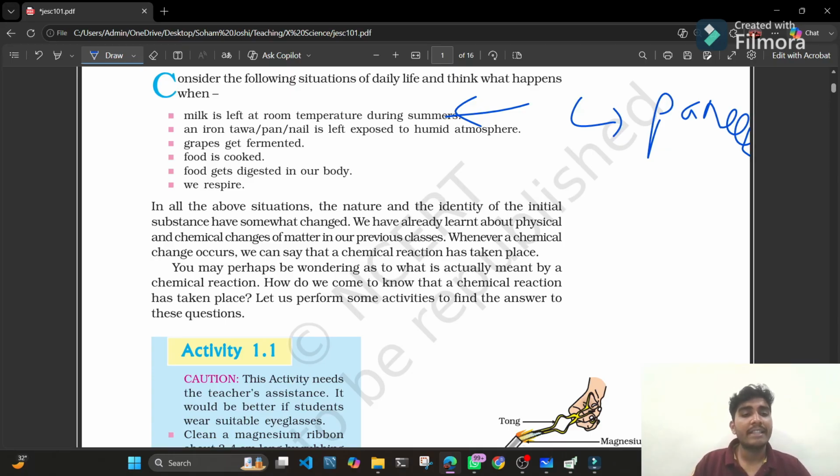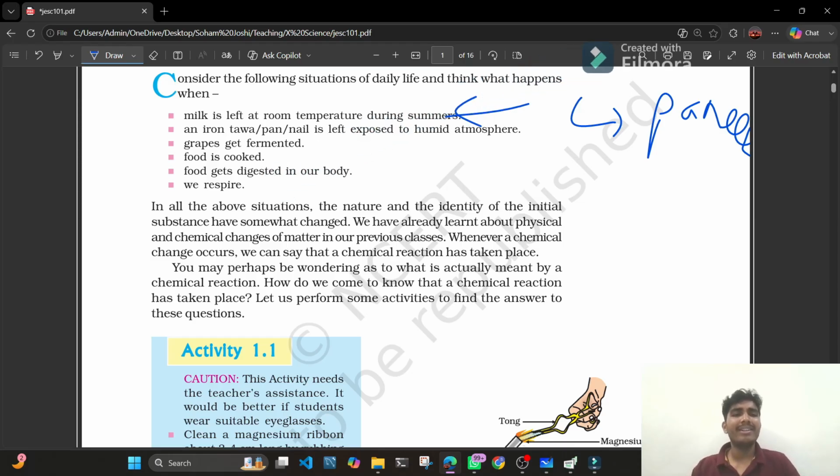Next, also we have an example of iron tawa, pan, nail, anything that is made up of iron. When it is exposed to humid atmosphere, थोड़ा वो खराब हो जाता है. In general, we say that उस पे जंग लग गया हुआ है, right? Then also जब खाना पकता है, तो खाना is not something that only happens like heating. वो अंदर chemically also उसमें कुछ ना कुछ changes होते रहते हैं, right?